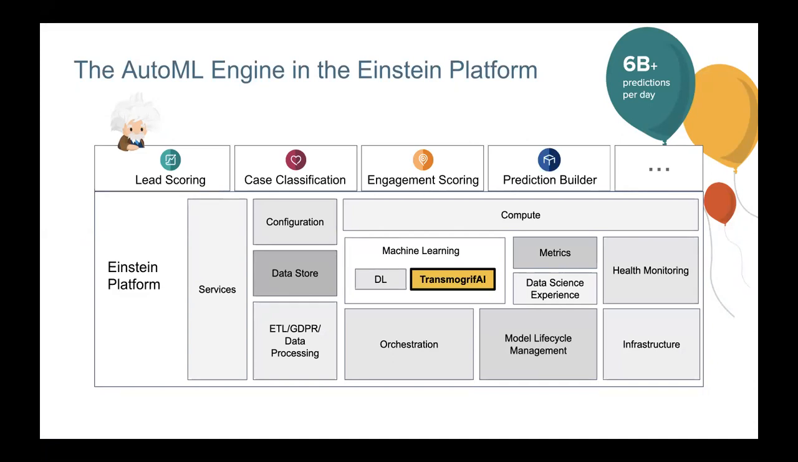The applications we built on top of it have already shipped four applications: Einstein lead scoring, case classification, engagement scoring, and Einstein Prediction Builder. And we currently ship more than 4 billion predictions per day using the TransmogrifAI library.